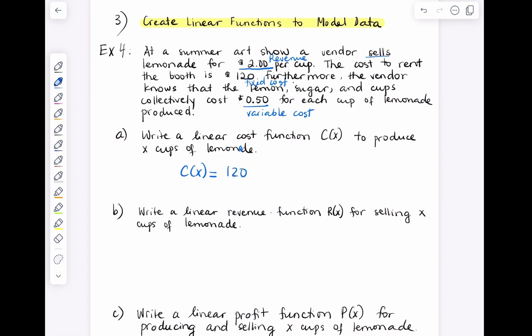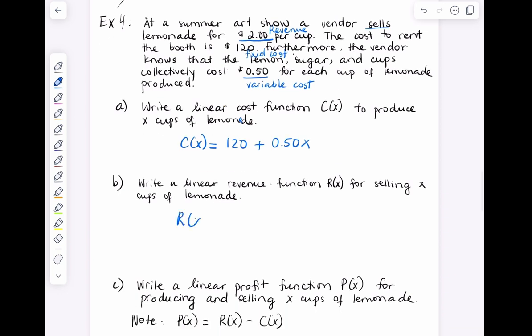Here's the fixed cost, and in addition, you have to pay for the variable cost, which can be determined by taking the cost per cup times the number of cups, which is x. So our function is C of x is equal to 120 plus 0.5x. Now write a linear revenue function, R of x, for selling x cups of lemonade. So revenue is equal to, since he sells lemonade for $2 per cup, revenue would be $2 times x number of cups.